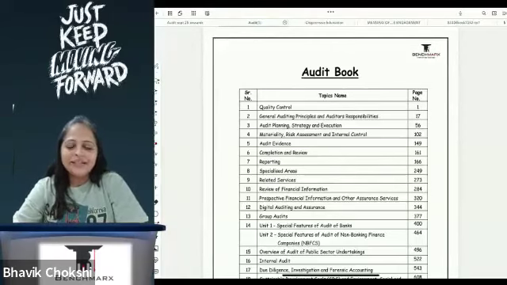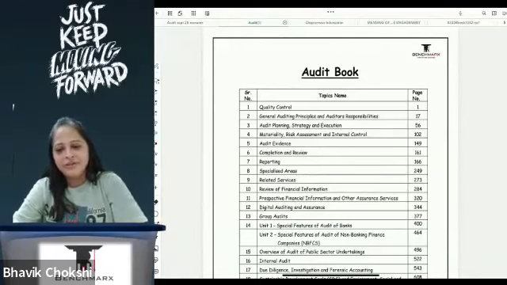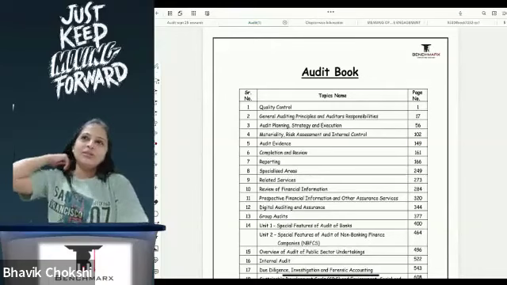So that is how I started my teaching career. Then I did my foundation. I prepared for my foundation law batch, and then the journey started. And now I'm teaching CA Final Audit. So that's about me.